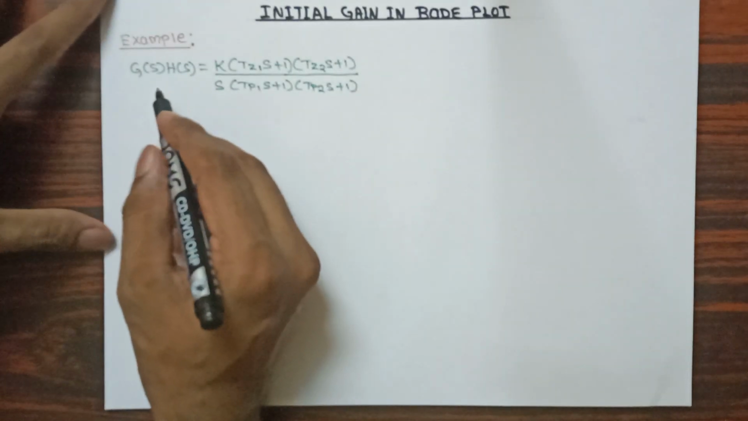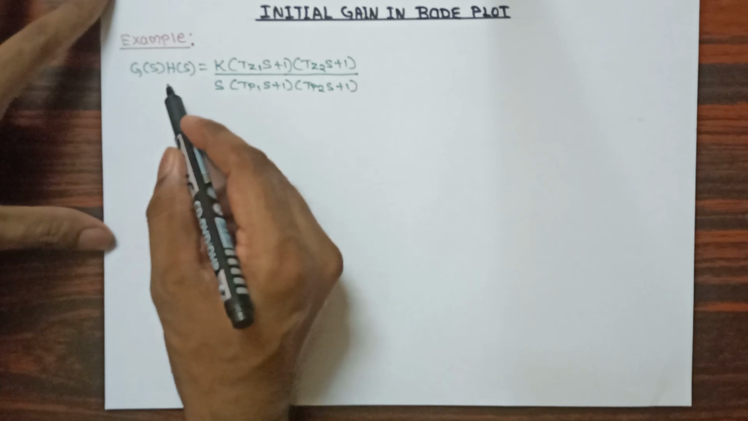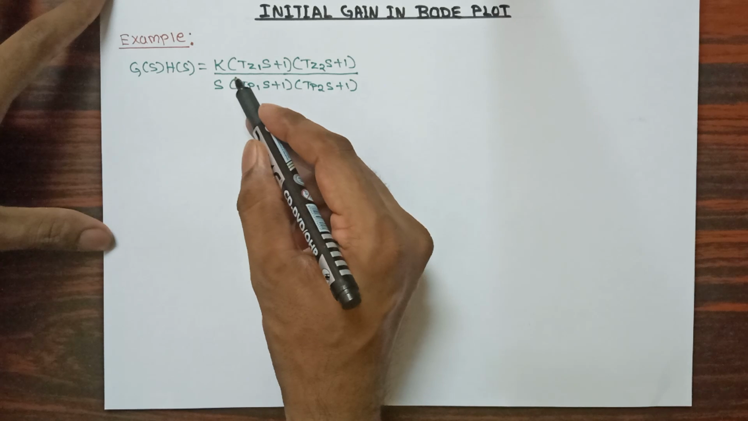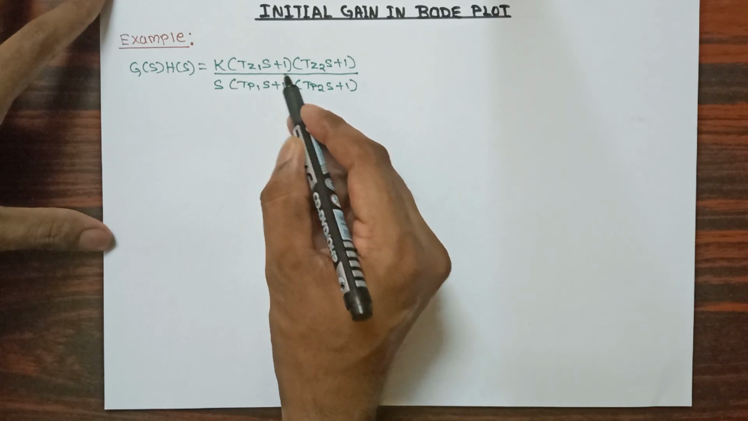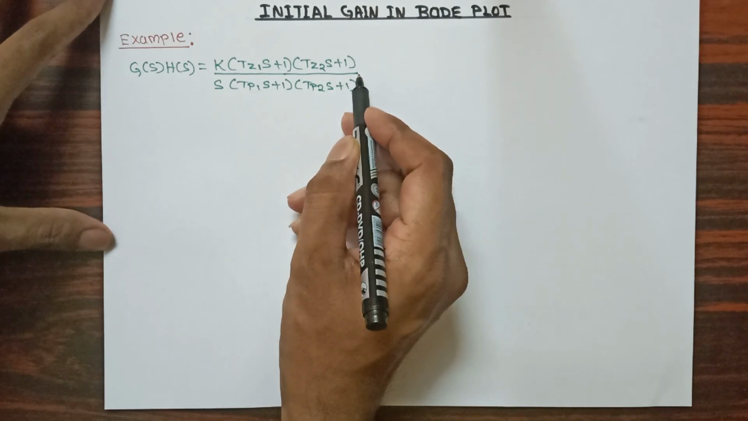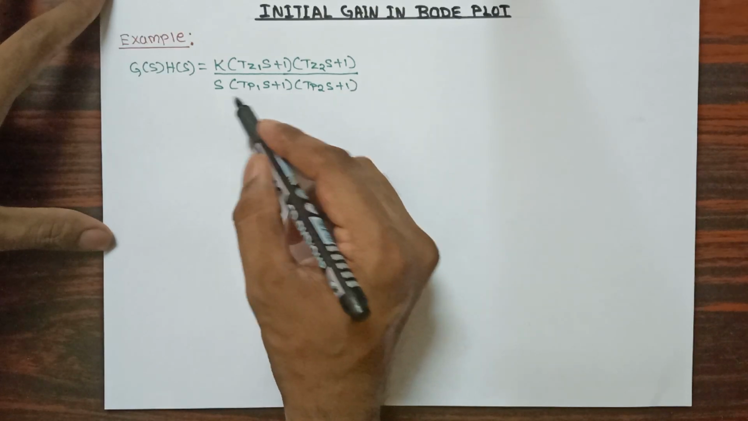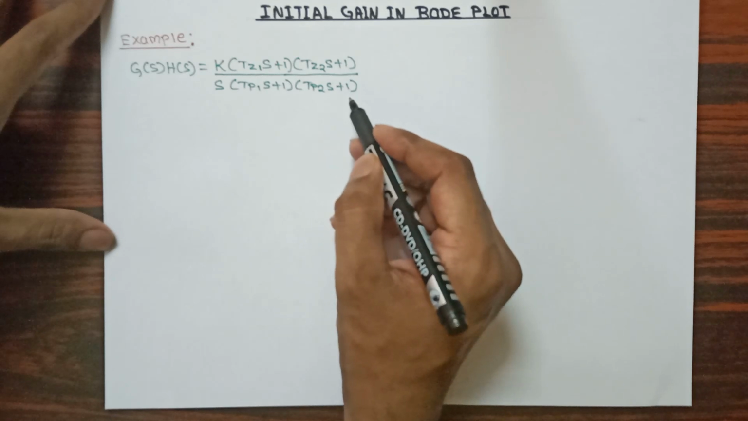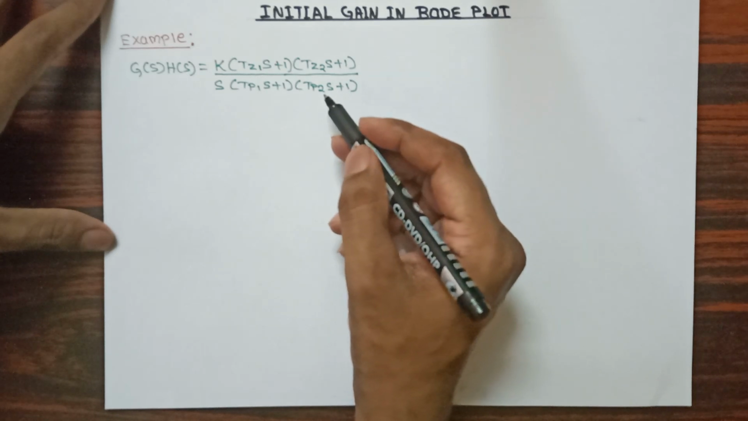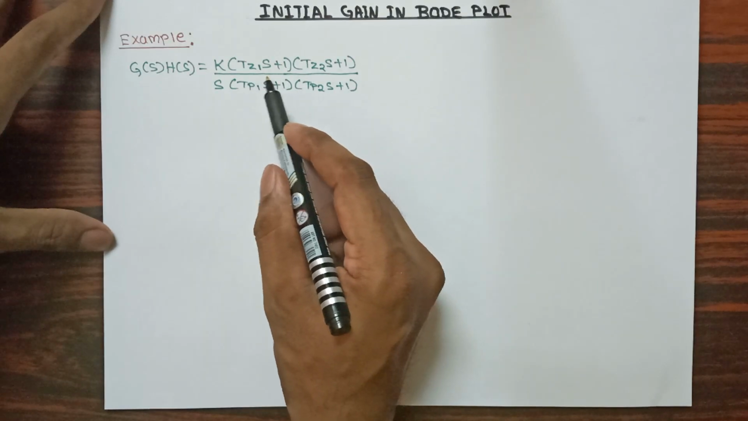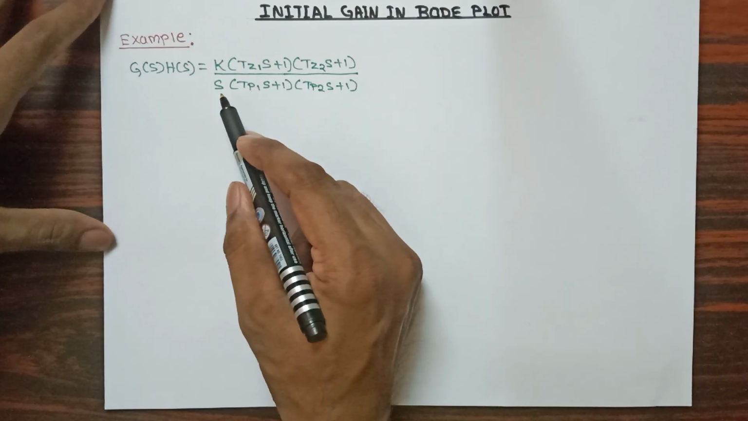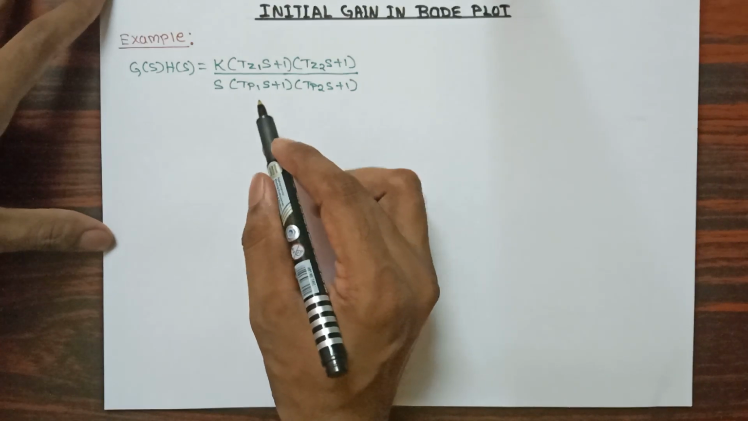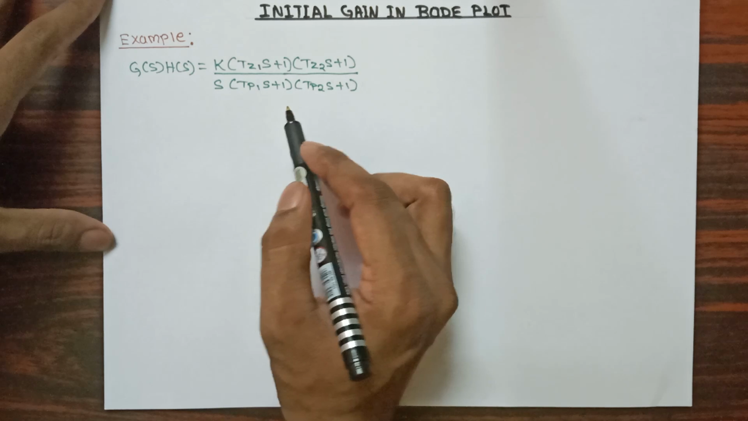In this example I have considered the open loop transfer function G(s)H(s) equal to K into (Tz1 s plus 1) into (Tz2 s plus 1) divided by s into (Tp1 s plus 1) into (Tp2 s plus 1). So in this open loop transfer function I have considered two zeros and one pole at the origin, and the other two poles I have considered in the s plane. Just for explanation purposes I have considered this example.